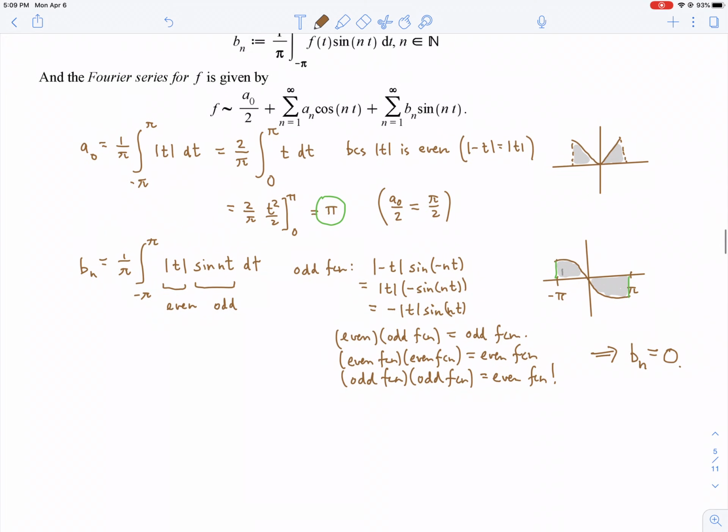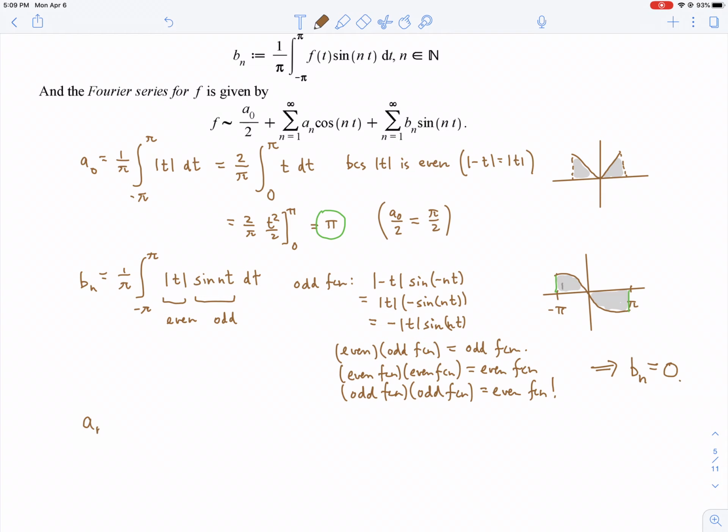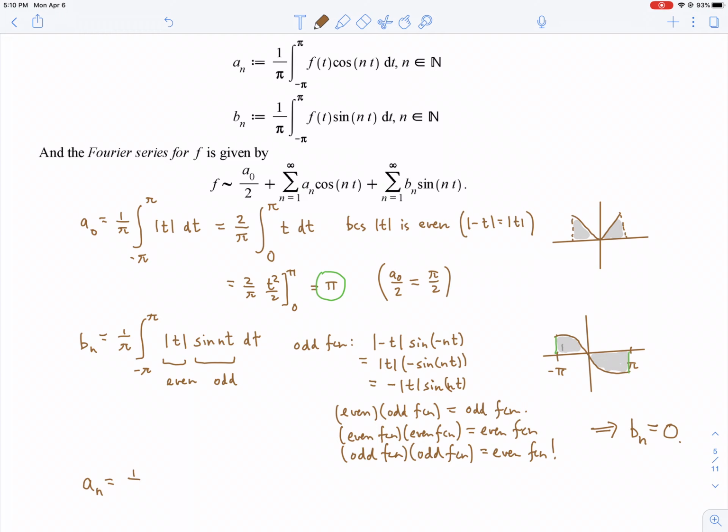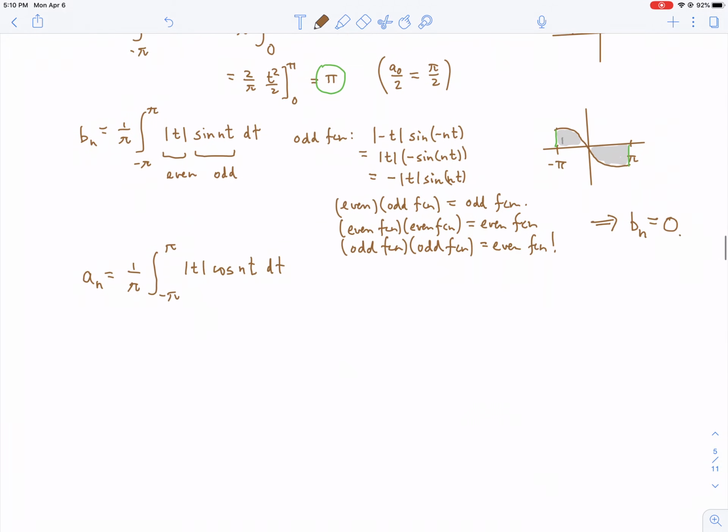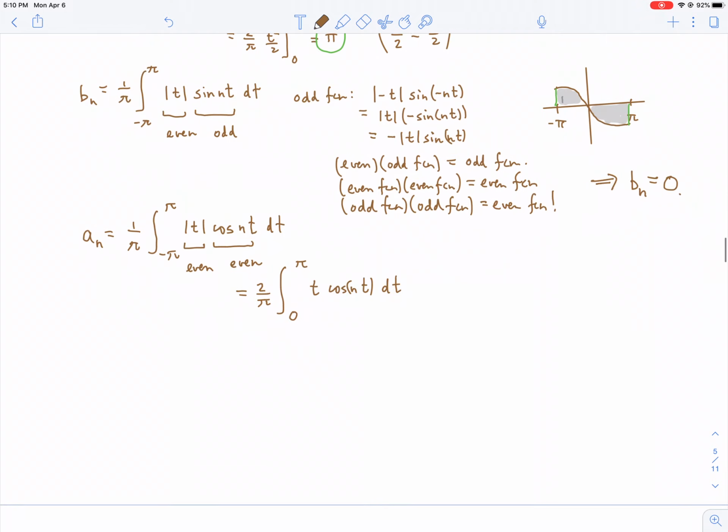Okay, so the meat of this computation is for the cosine coefficients, and those are 1 over pi, the integral from minus pi to pi of absolute value of t times cosine of nt dt. And since absolute value and cosine are even, their product is even, so it's more convenient to write this as 2 over pi times the integral from 0 to pi of t cosine nt. And this guy we shall compute by integrating by parts.